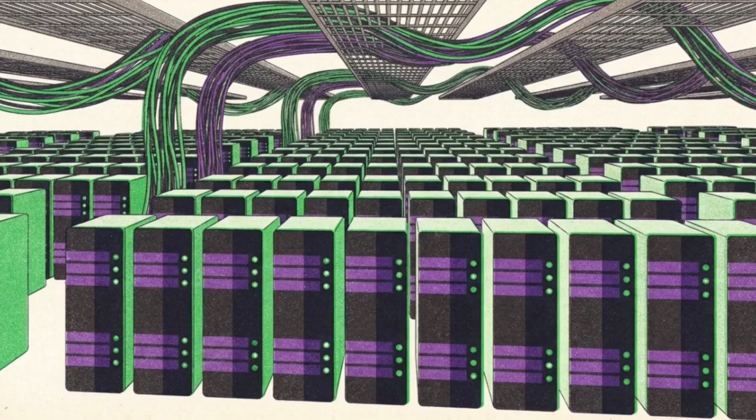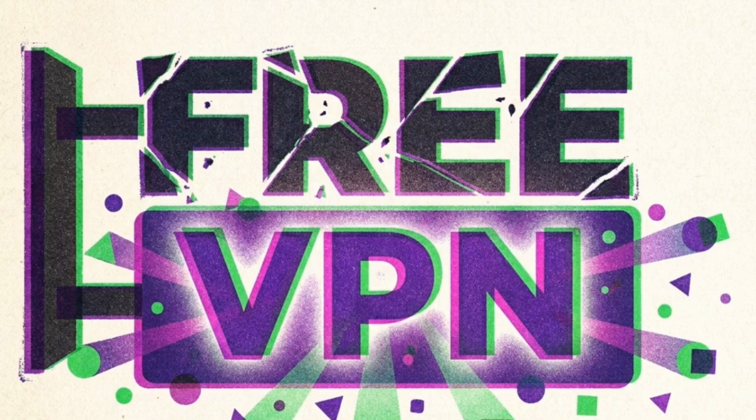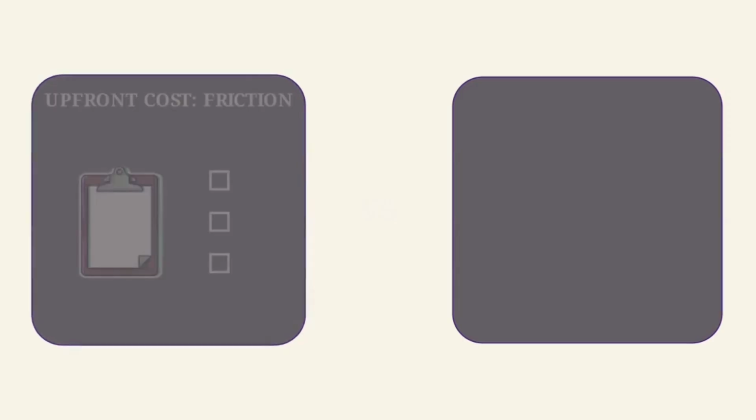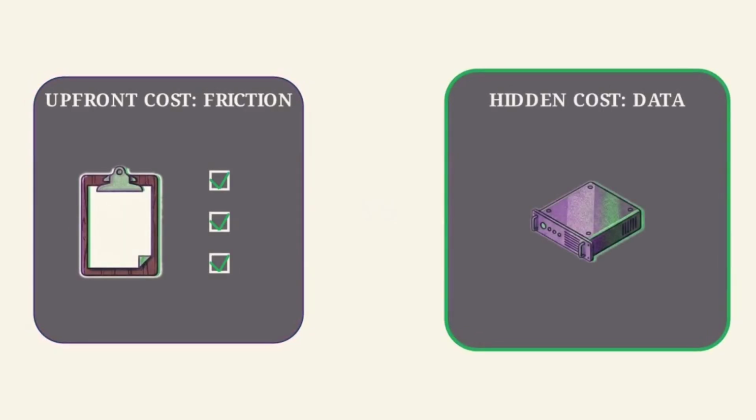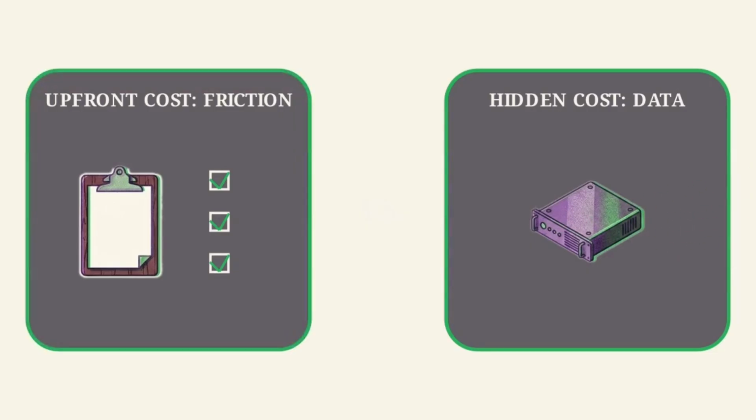Here is the absolute truth about global tech infrastructure. Maintaining server networks costs a massive amount of money. Because of that, a truly free VPN does not exist. This graphic shows the core trade-off you have to make. You either pay up front with user friction, like creating an account, or you pay silently on the back end, with your background device data being tracked to cover the server costs.